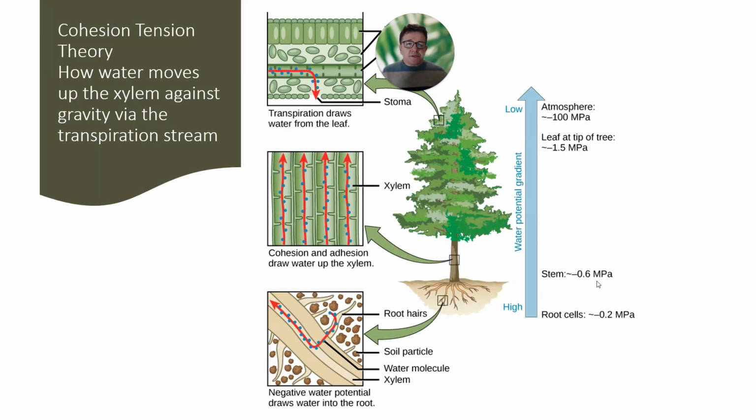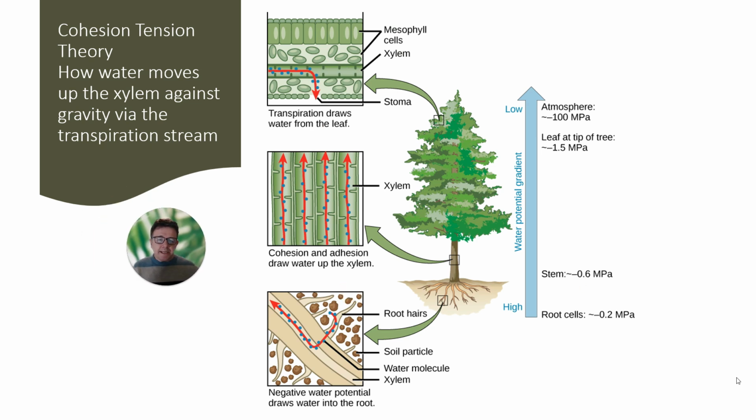So cohesion tension theory. If I move myself out of the way, the main driving force you need to realize is actually at the top of the tree, which is transpiration. So transpiration draws water from the leaf. You can see that the water is removed from the leaf and from the xylem, and it travels through the leaf and then through the stoma. When water evaporates, it reduces the water potential. So water is being moved constantly through.